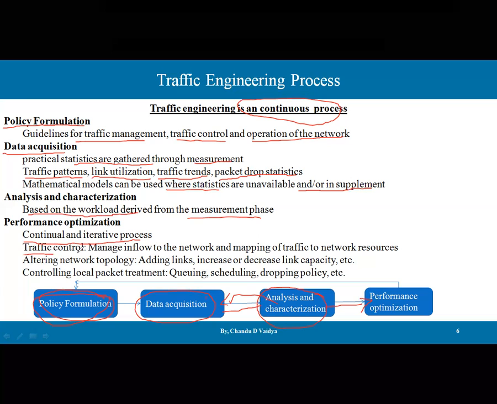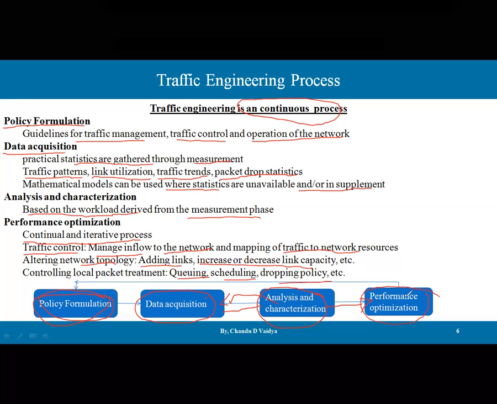Then here, what is going to happen? Traffic control: managing inflow to the network and mapping of traffic to the network resources, deciding which traffic is to be mapped to which resource, and which is not. This decision can be taken here. Alternative network topology, adding links, increasing or decreasing link capacity, is done here. Then controlling local packet treatment like queuing, scheduling, and dropping policy. So here network performance can be optimized.